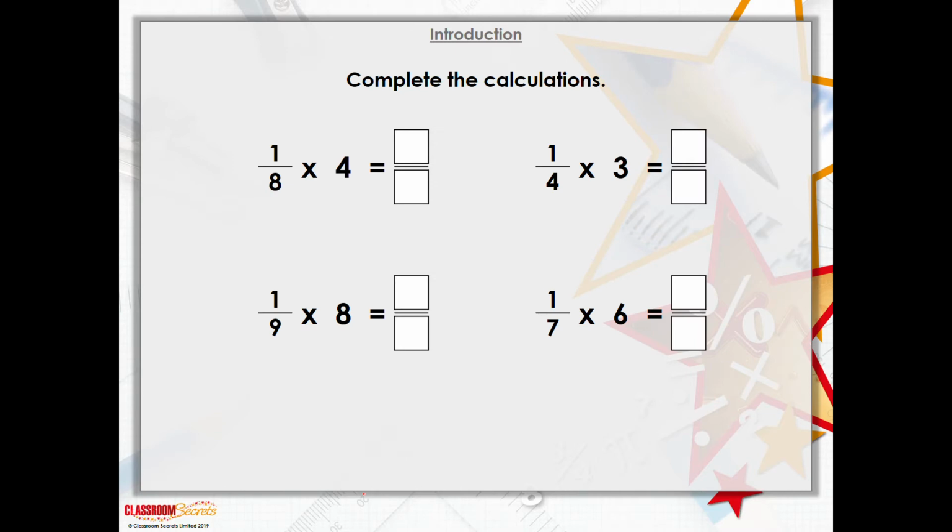So can you complete these calculations? You can do them in your head, or you can use a pen or a pencil and a piece of paper. See if you can also simplify the fraction, remembering the steps that you did yesterday.